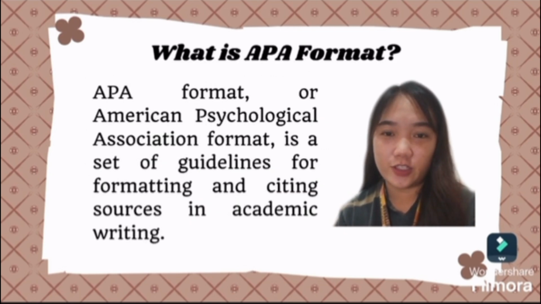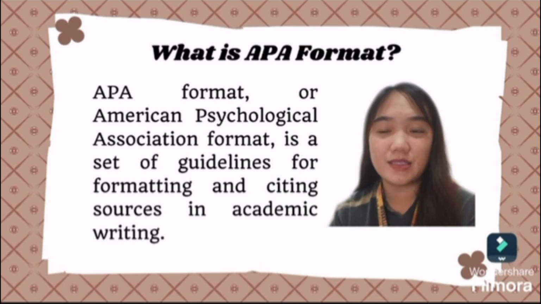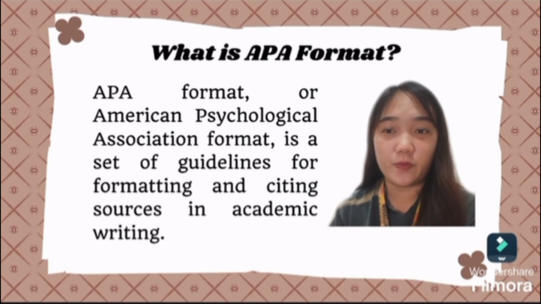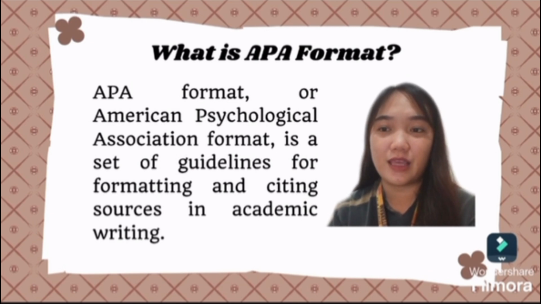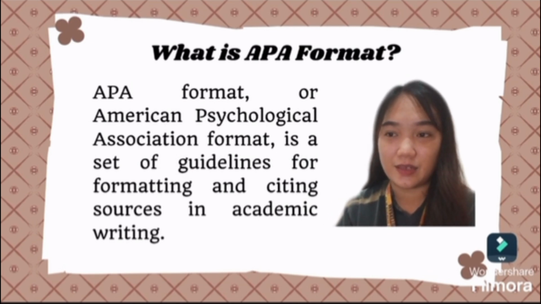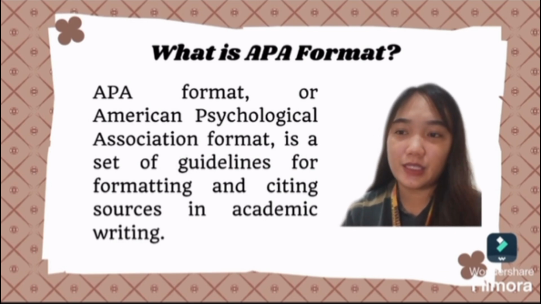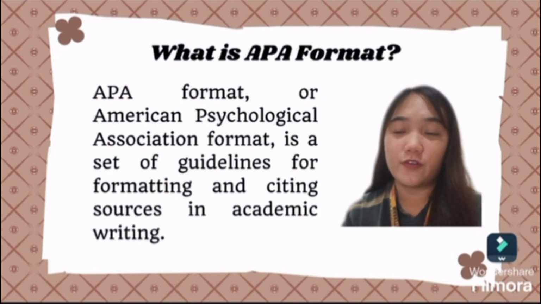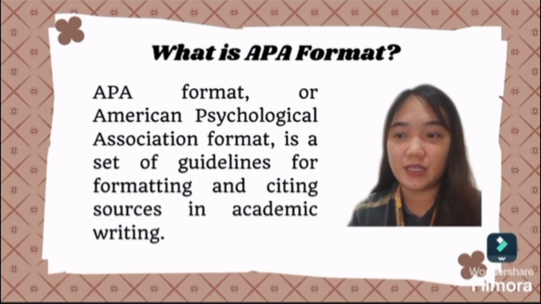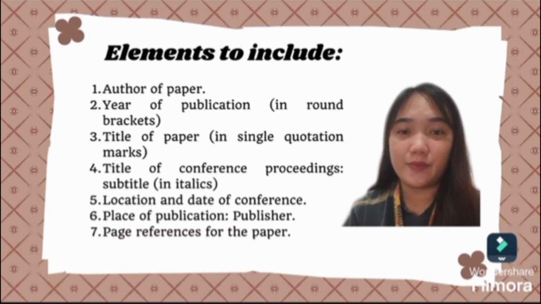APA, or American Psychological Association format, is a set of guidelines for writing academic papers, particularly in the social sciences, psychology, and education. It provides rules for formatting documents, citing sources, and structuring content to ensure clarity and consistency. So why do we need to use APA format? It ensures credibility through proper citation, clarity, and uniformity in academic writing, and recognition of original authors and avoidance of plagiarism.